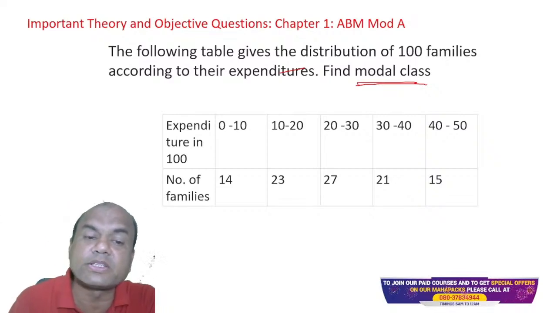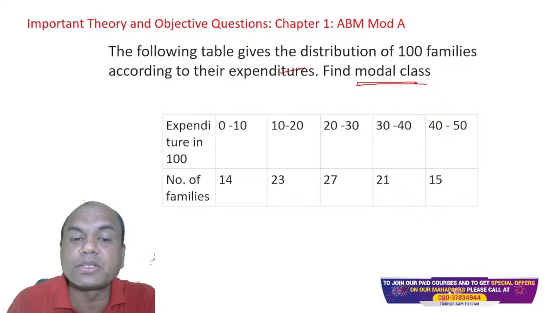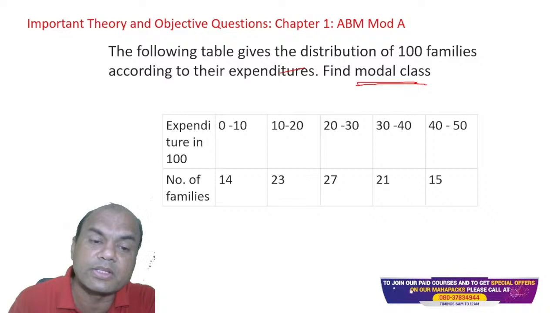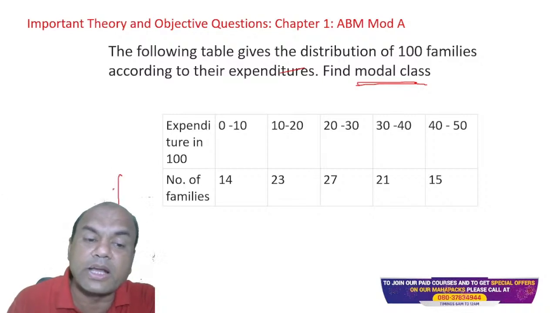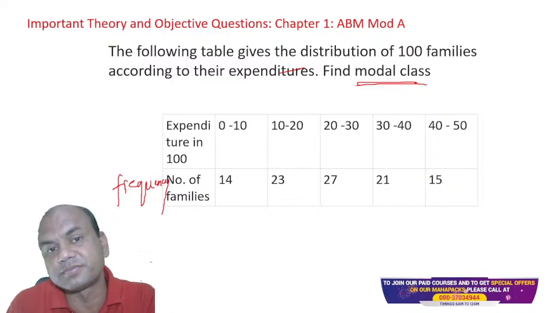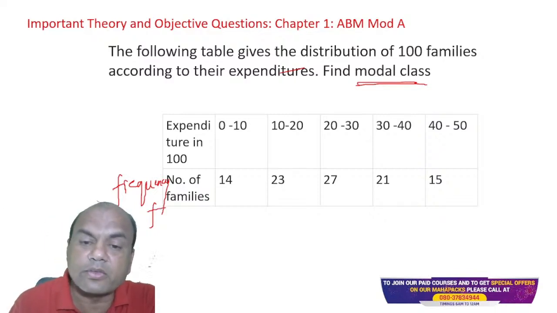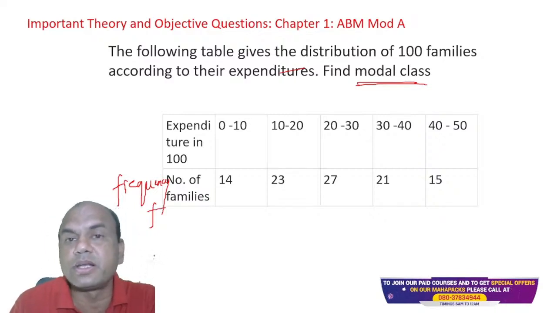So which is the frequency over here? Tell me, which is the frequency? Number of families means how many families have an expenditure between 0 and 10. So this becomes the frequency. Always you must be able to identify the frequency first. If you understand F, then it becomes easier. This is called F, frequency. So it always depends on frequency, whether it is the mode or the median or whatever it is.